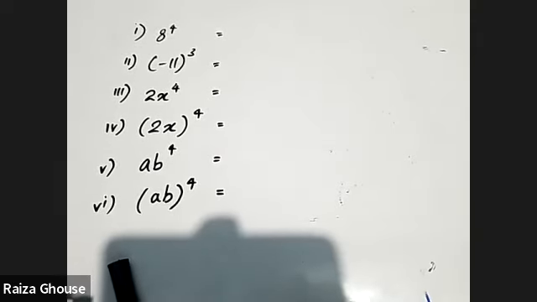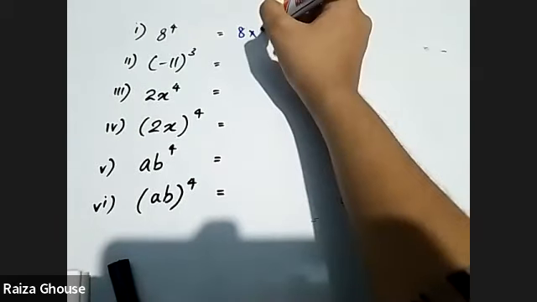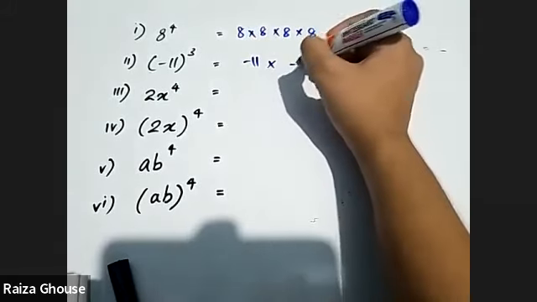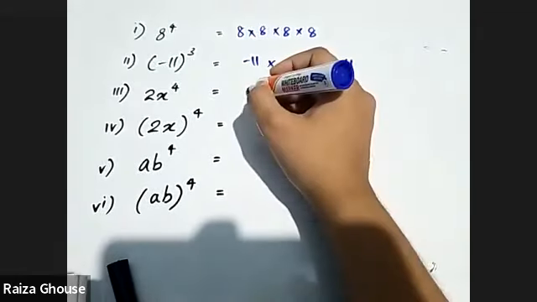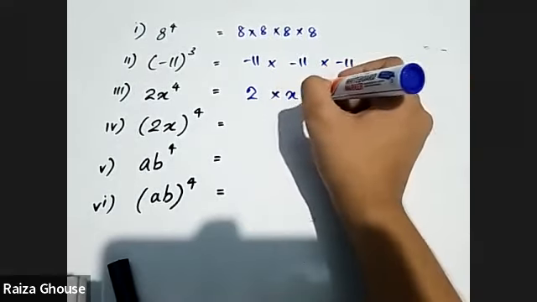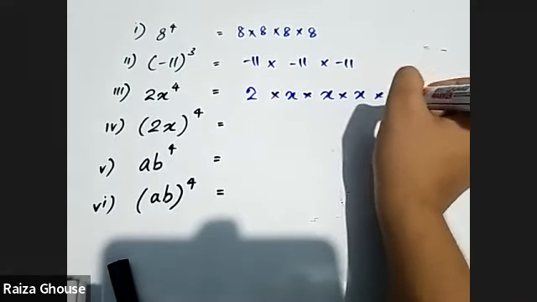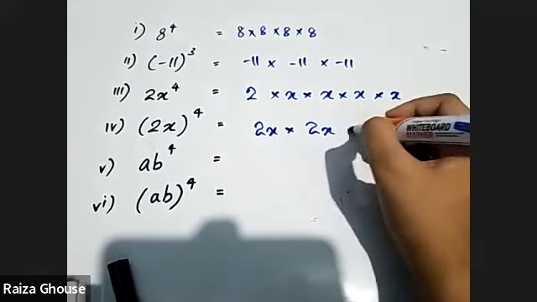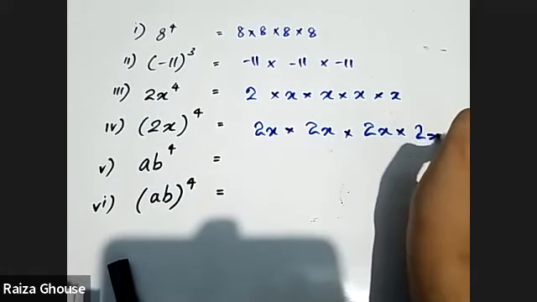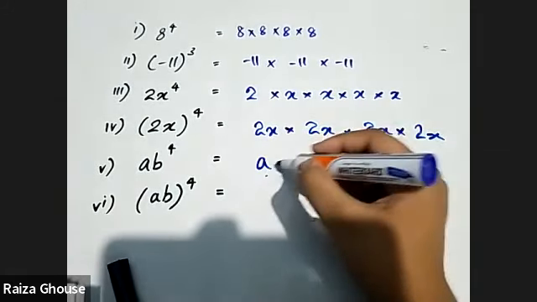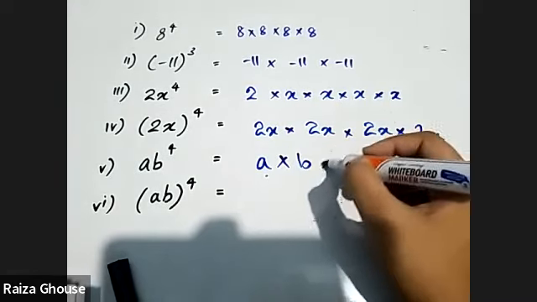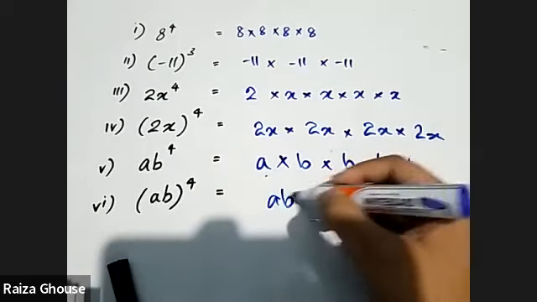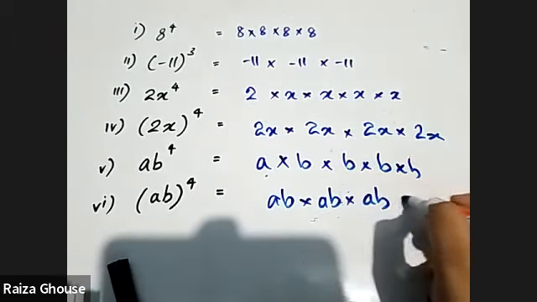Now we'll discuss this one. 8 to the power 4 means 4 eighths. Minus 11 to the power 3 means 3 minus 11s. This one only has 1, 2, and x, so there should be 4x. And this one, since it is in the bracket, you have to write it like this. Both of them are there 4 times. And this one, a only 1 time and b is the power to the 4, so you have to write b 4 times. And the last one, since that is in the bracket, you have to write AB, AB, AB, and AB.